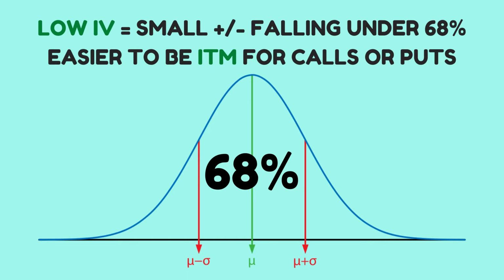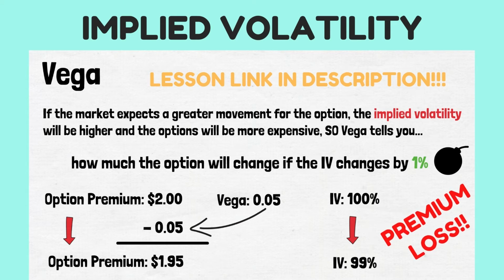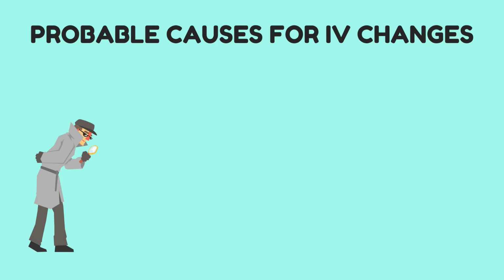Remember from earlier, low IV means you have potential to increase your premium. Same way, if you have high IV, there is potential for you to lose premium if your IV decreases. So be sure to look out for that when you are choosing your options. There are some possible reasons that can change the IV.